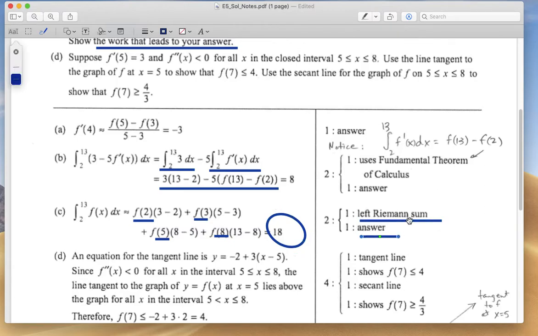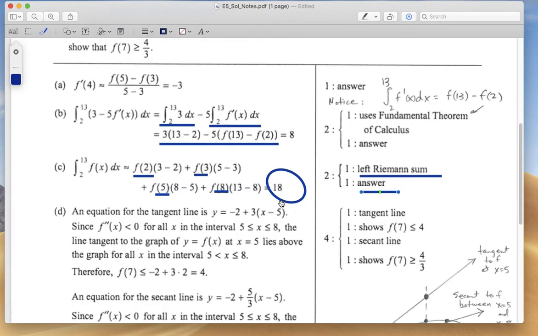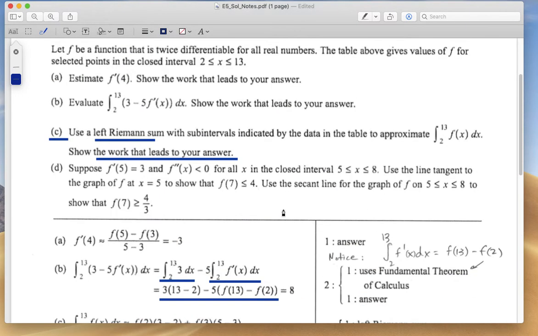This first point right here is for writing out the sum, and then that's for doing the arithmetic correctly. By the way, if you look back to part B, here are how the points play out on part B. You have to somehow show that you understand that to find the antiderivative of f prime, you're simply plugging in values into f. In other words, f is the antiderivative of f prime. An antiderivative.